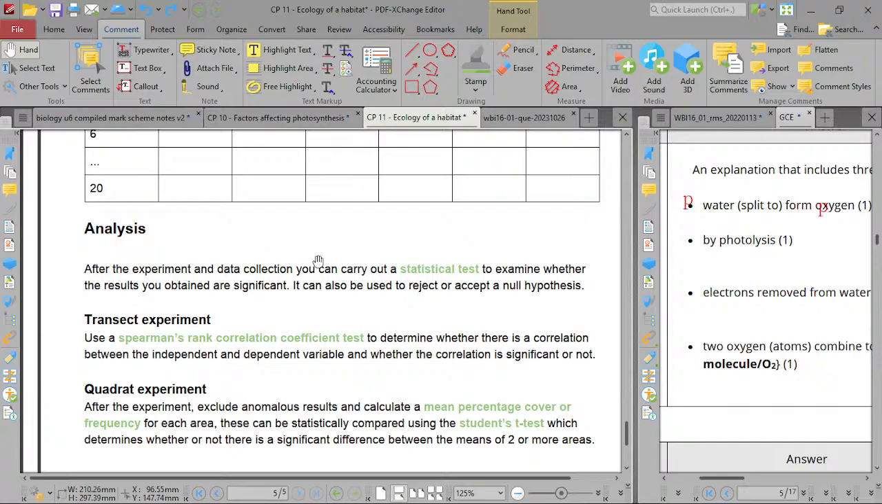Quadrat experiment: after the experiment, exclude anomalous results and calculate a mean percentage cover or frequency for each area. These can be statistically compared using the student's t-test, which determines whether or not there is a significant difference between the means.